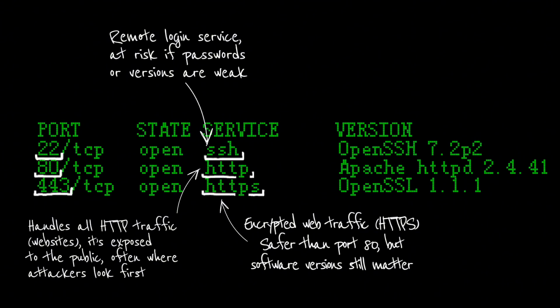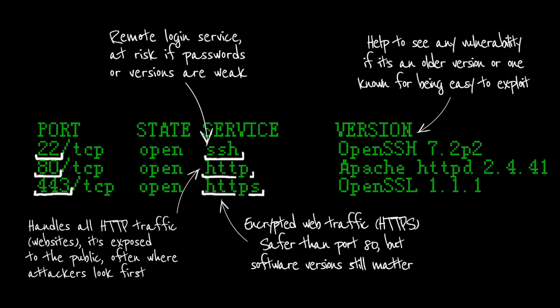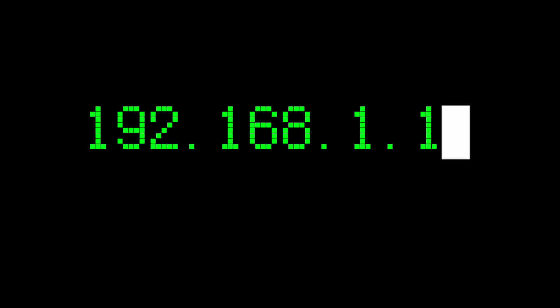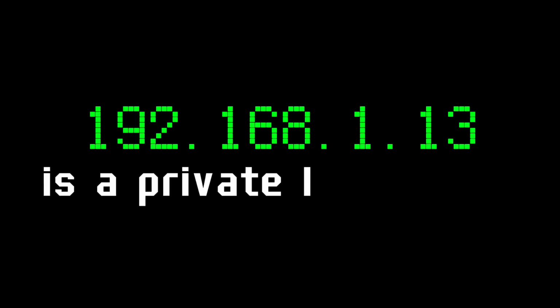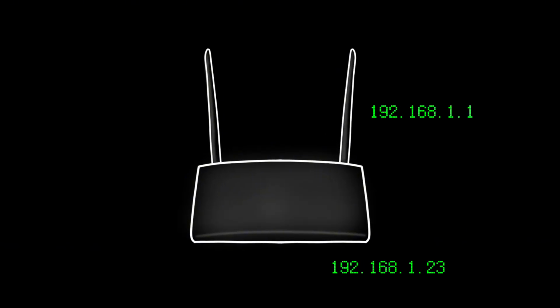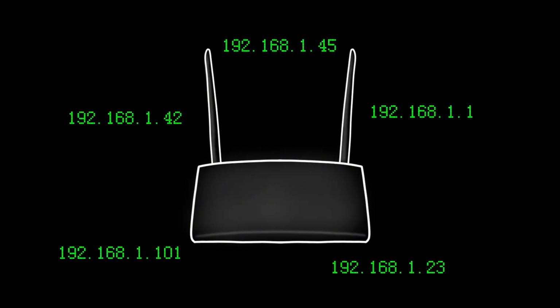And the versions at the end will help to see any vulnerability, if it's an older version or one known for being easy to exploit. 192.168.1.13 is a private IP address. Private IPs only exist inside your local network, created by your router.